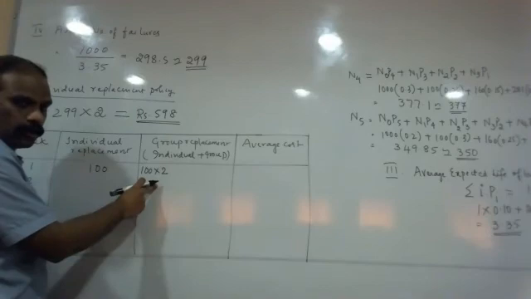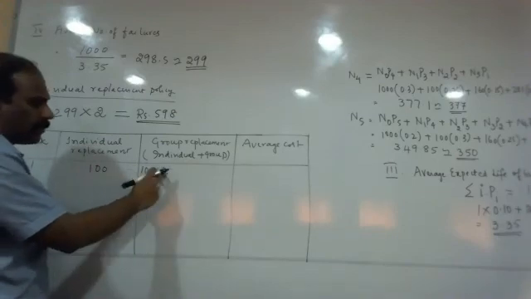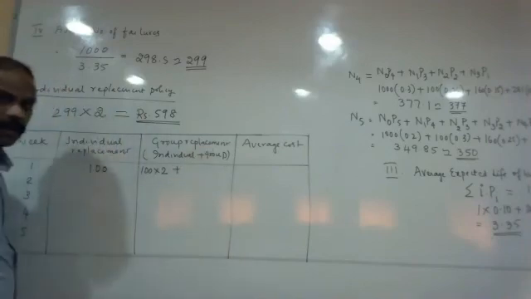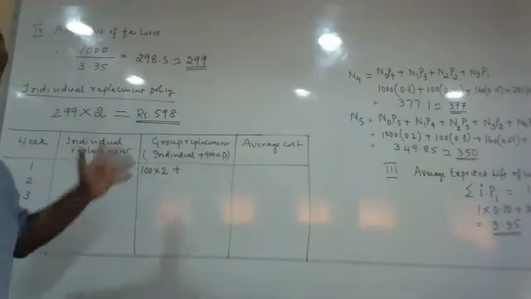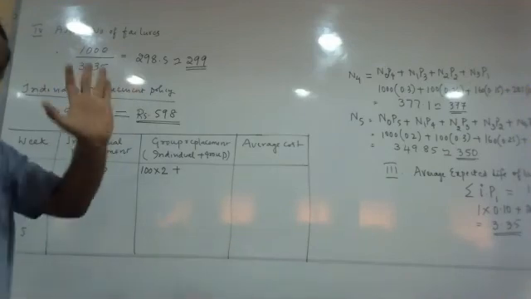Are you able to understand? Yes or no? Yes, sir. So if I'm going for individual replacement policy, each bulb costs me 2 rupees. So 100 into 2 rupees plus the group replacement. Group is constant throughout. What does group mean? I replace all 1000 bulbs at once. That is the meaning of group.